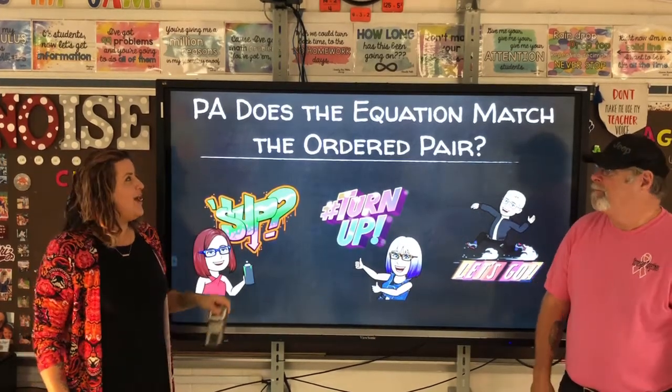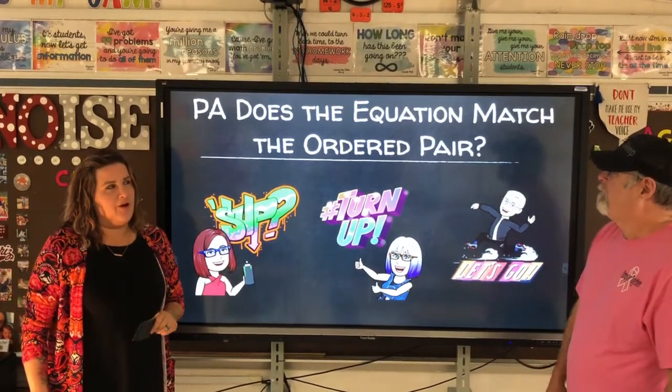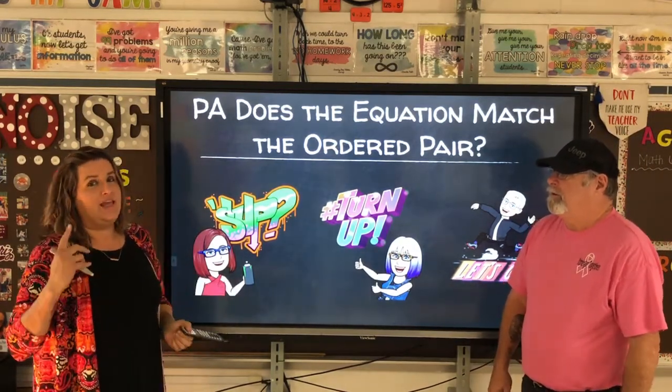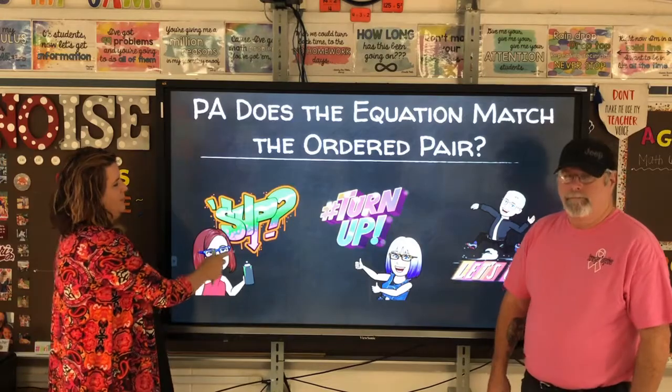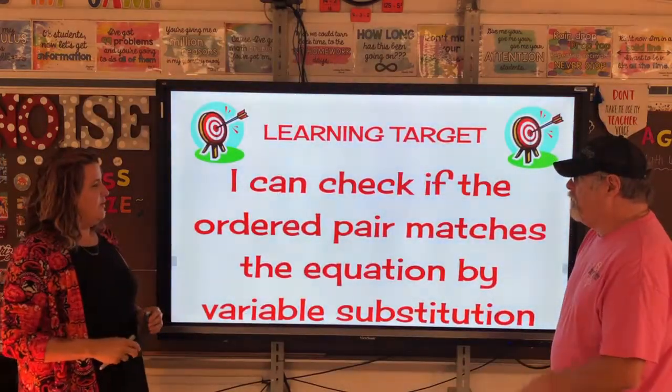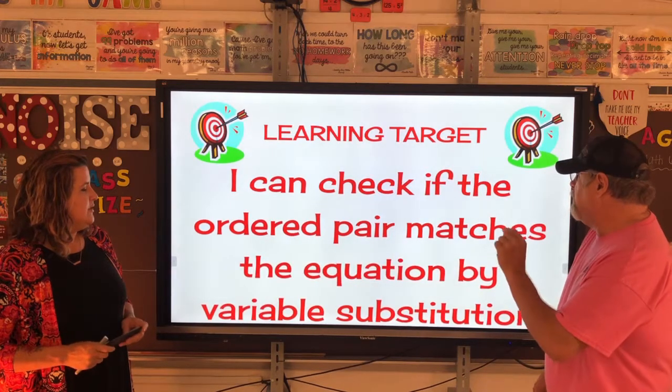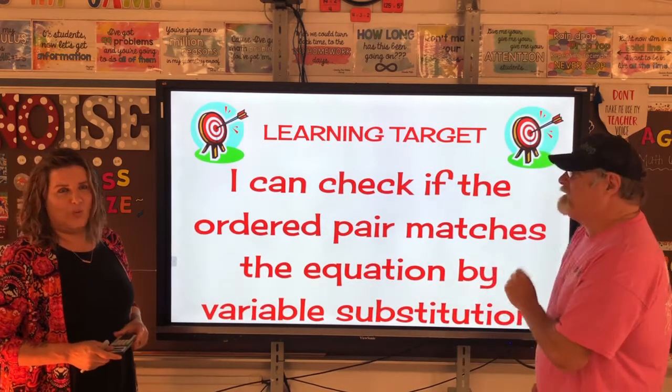And we're going to talk about whether an ordered pair matches an equation. So is the ordered pair found on the line given slope-intercept form? Okay, so we're going to use the slope-intercept form. So here's our learning target. I can check if the ordered pair matches the equation by variable substitution.